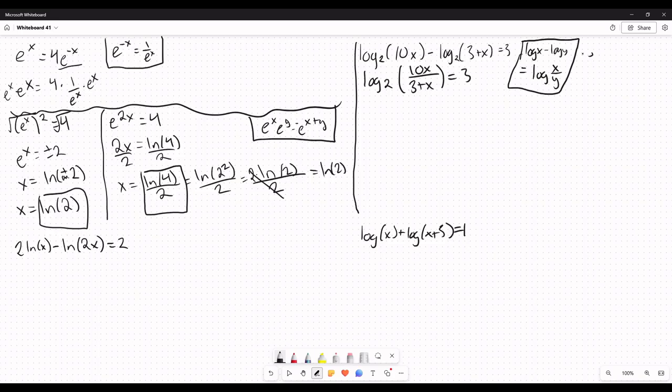And now I have something in a log on one side and I have a number on the other side. So I can get rid of the log and get x outside of the log by just doing 2 to the power of each side. On the right-hand side, that's going to look like 2 to the 3. And on the left-hand side, it's just going to undo this log, and I'm left with 10x over 3 plus x. Now 2 to the 3 equals 8. So now I just have 10x over 3 plus x equals 8, which isn't necessarily easy, but it's also not the hardest thing we've seen. I can go ahead and multiply both sides by 3 plus x.